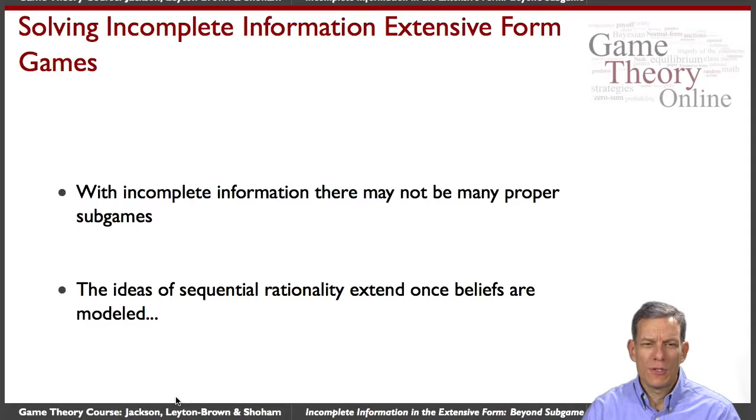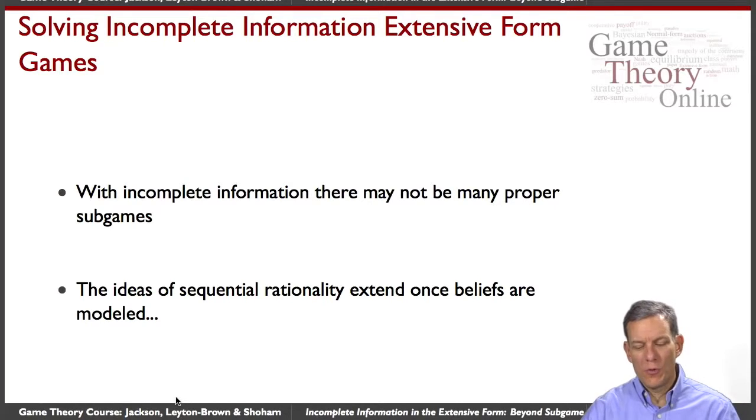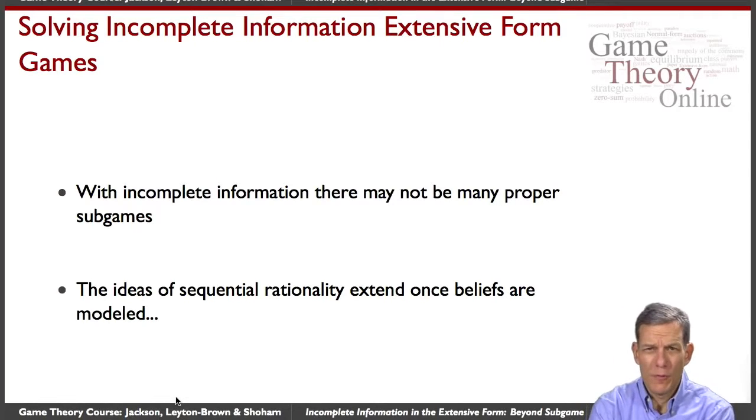And the challenges here we see with incomplete information, there may not be proper subgames. The ideas of sequential rationality can be extended, but they require extra layers of solution concepts. And once we do this, we're also layering on a lot more than we had before. And we've seen subgame perfection already can be quite demanding of players. Here now they also have to be very good at inferring things based on where they are.